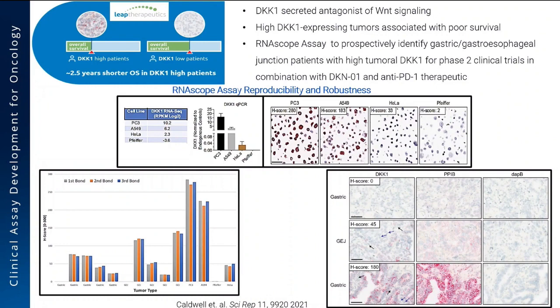The images on the bottom left show the reproducibility of the assay across different instruments used to stain individual gastroesophageal tumor samples. And then the image on the bottom right shows the actual staining of clinical biopsies with different levels of DKK1 expression, as assessed by the H-score assigned to each sample. Altogether, this is a success story of how the RNAscope assay is a sensitive and robust technology that can help our clients go through the drug discovery journey all the way from target validation to clinical assay development.